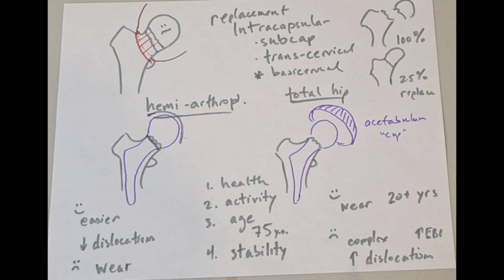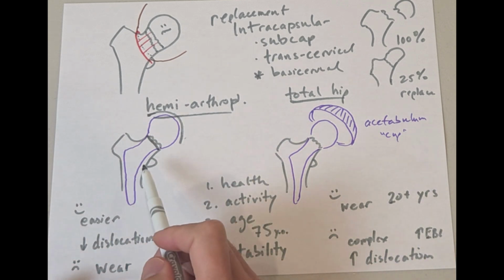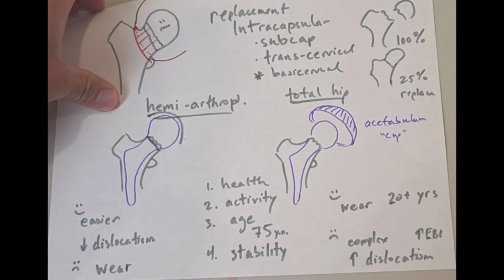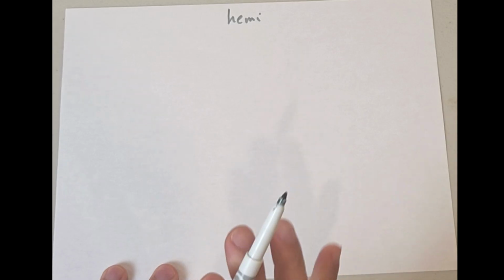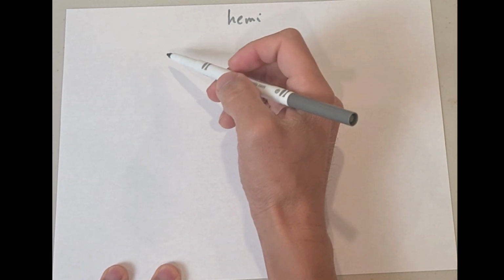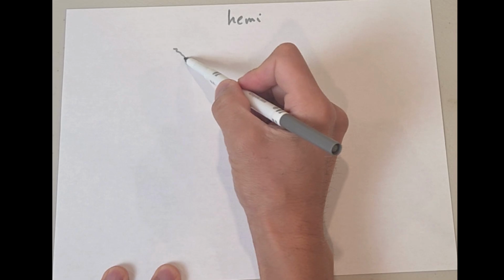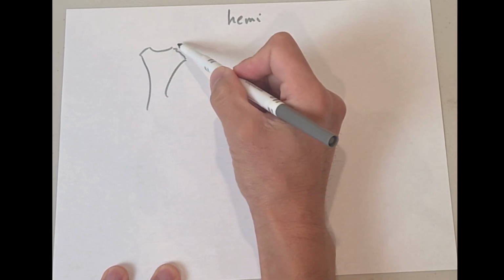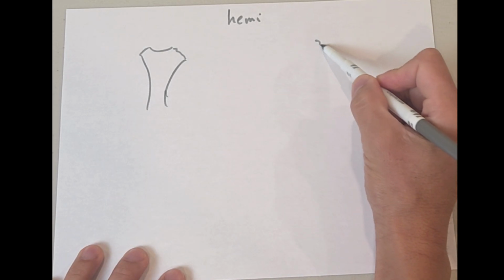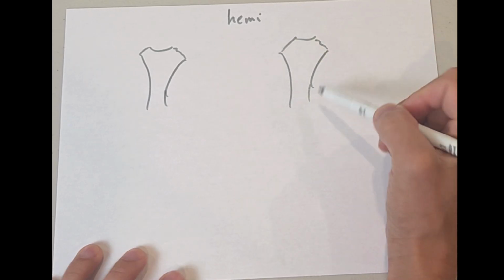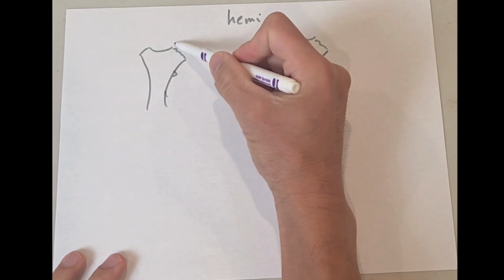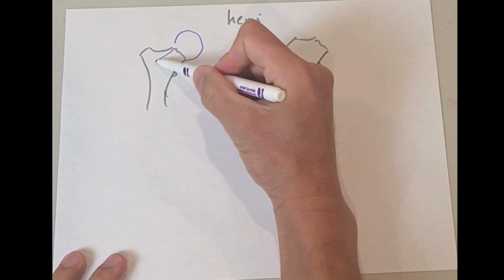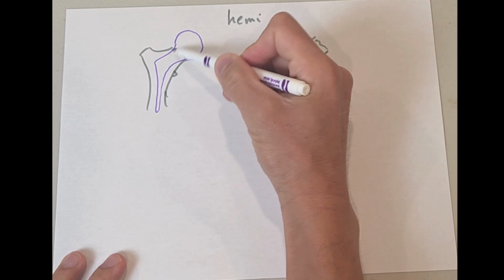Now, I'm going to add a little bit of a bonus part to this talk because there's two types of hemiarthroplasties that it's helpful to know about. So let's talk about this. So when it comes to hemiarthroplasties, there are two types. The original type was, so this is a broken hip, the original type, and I'm going to draw another one right here. The original type was just a ball. It's just a ball and a stem. Simple as that.